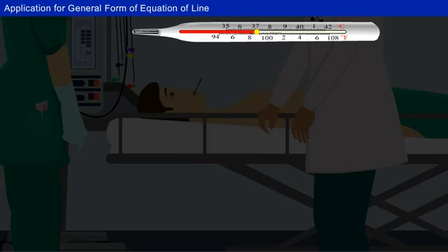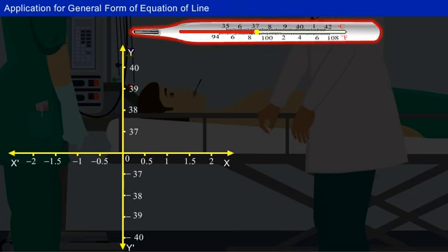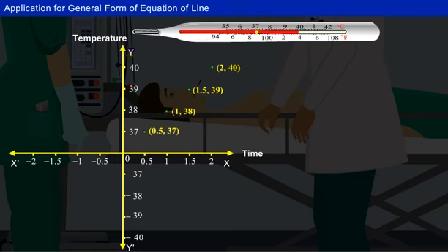Now, he measures the temperature of the body. To analyze the condition of the patient, he periodically measures the temperature. He is aware that the normal body temperature is 37 Celsius. After some time, the doctor periodically checks the patient's body temperature and represents the temperature graphically.